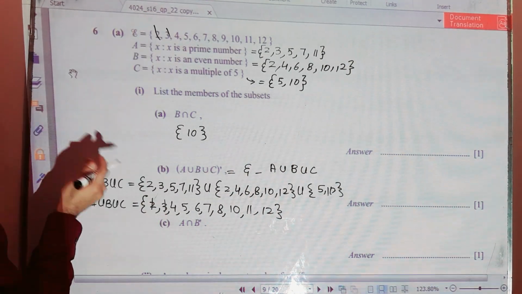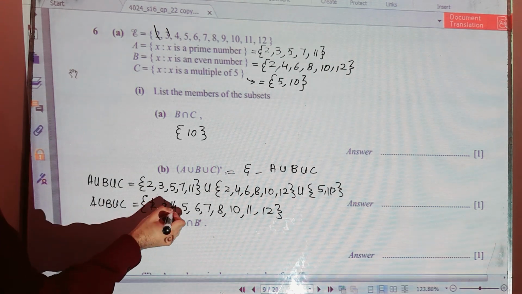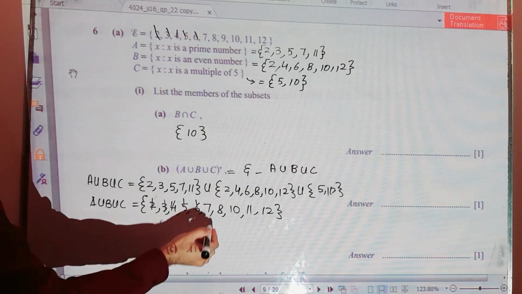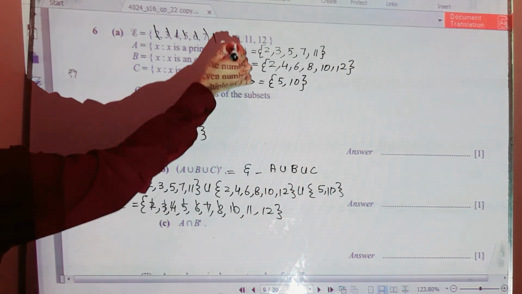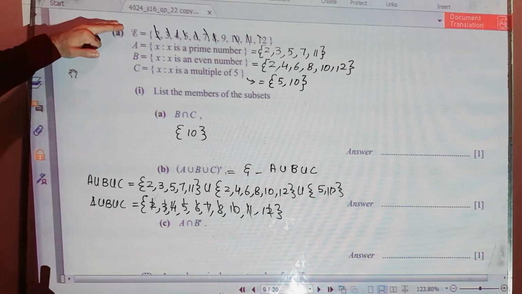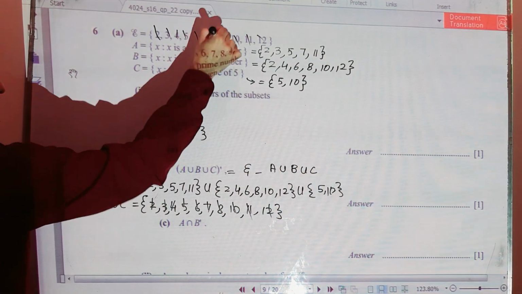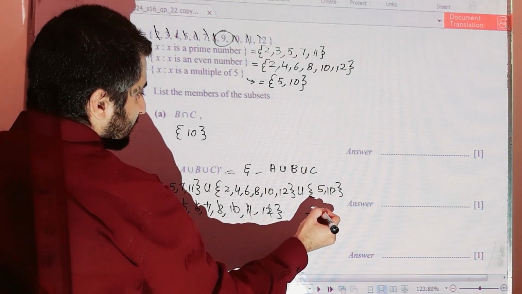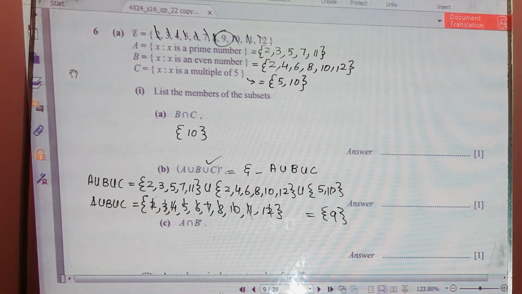3 and 3 are present in both the universal set as well as in A union B union C, so cancel it. Then you need to cancel 4, 5, 6, 7, 8, 9, no, 10, 11, 12. Now what is left in E after subtracting the elements of A union B union C from E? What is left? 9. So the answer for A union B union C whole complement is 9.